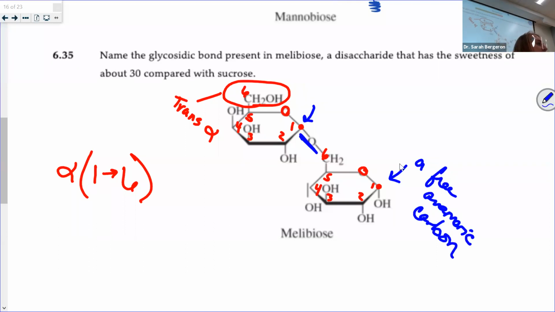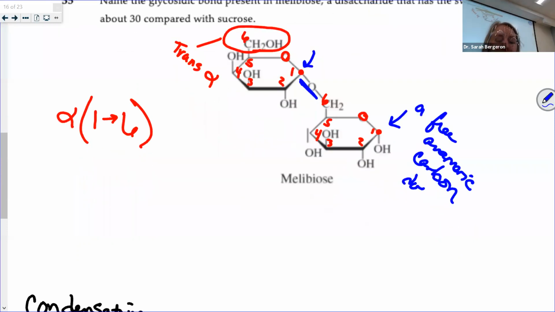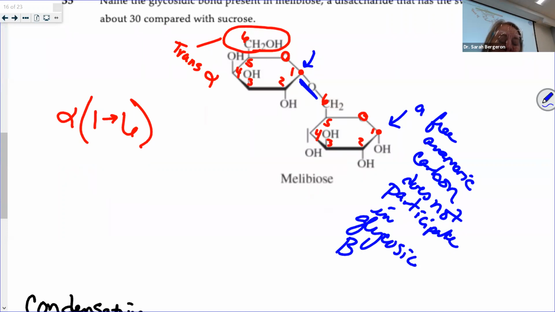That is a carbon that does not participate in the glycosidic bond. You need to write that down. Does not participate in glycosidic bond. So if you only have one participating in the glycosidic bond, that's the one you tell, is it alpha or is it beta? But now we have 2.